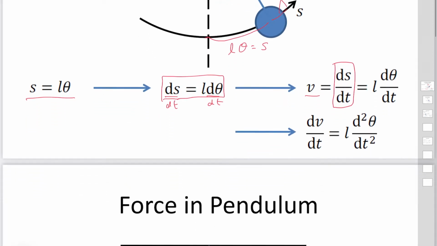If you want to find the acceleration, find the derivative of v with respect to t. So it becomes L times the second derivative of theta with respect to t. This is the acceleration.